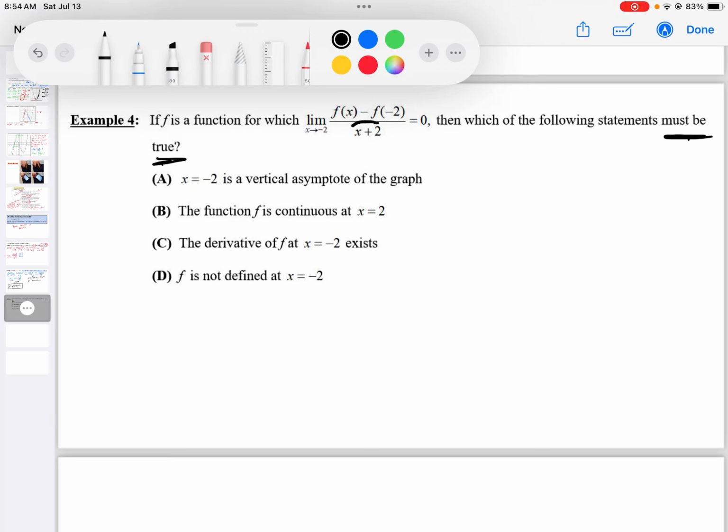x equals negative 2 is a vertical asymptote. Okay, I think the idea here is if that was infinity, right? If the limit as x approaches negative 2 was infinity, it'd be a vertical asymptote. That's something we talked about in Unit 1. But that's not happening, right? So does that have to be true? No. That's not it.